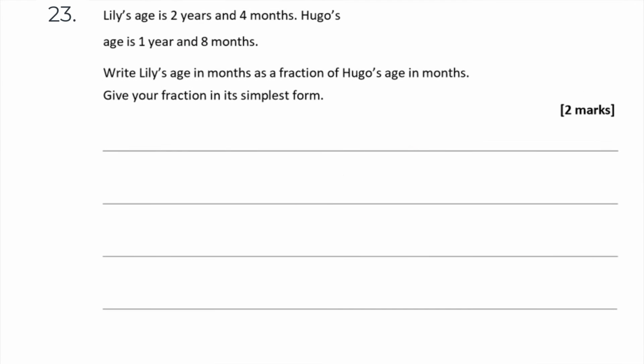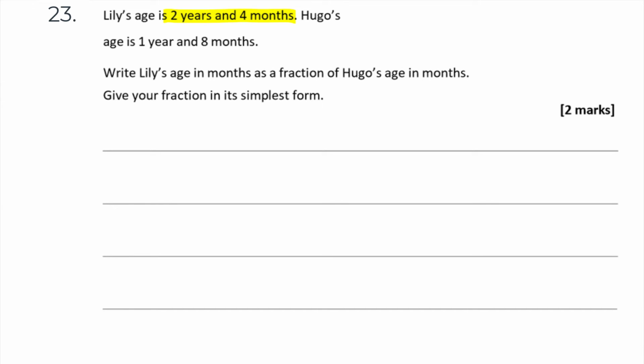Lily's age is 2 years and 4 months. Hugo's age is 1 year and 8 months. Write Lily's age in months as a fraction of Hugo's age in months. Give your fraction in its simplest form. Okay, so what we're going to do first is convert Lily's and Hugo's ages into months only, aren't we, from years and months.